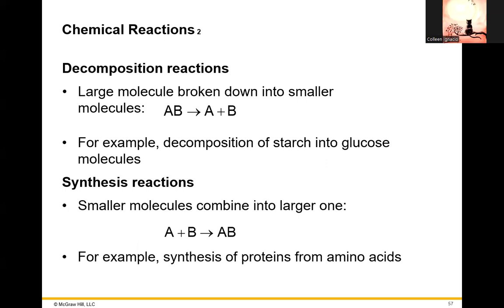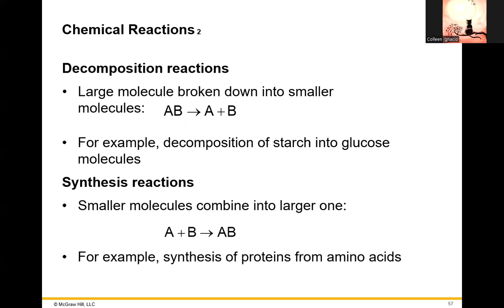Decomposition reactions, just like it sounds, things are broken down. So we have this equation AB. When it's broken down, it becomes A plus B. AB is one compound, one molecule that is broken down to A plus B. Okay, so it's individual components. So decomposition reaction, something's broken down.